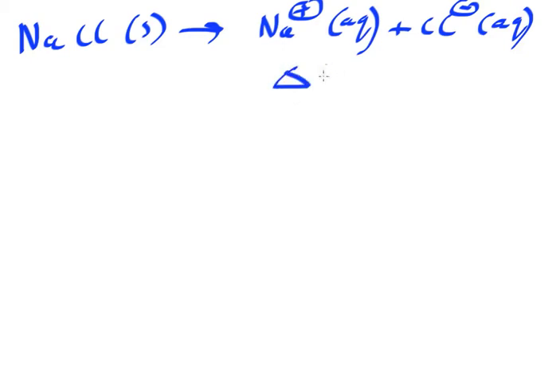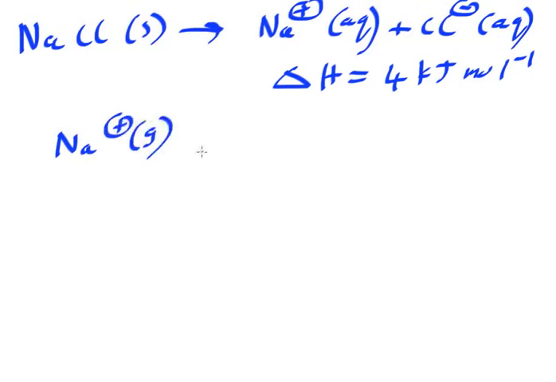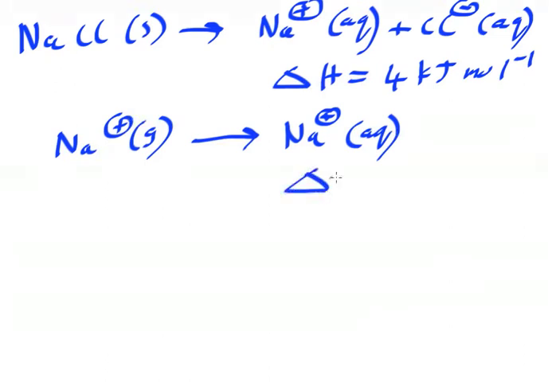And I've got a delta H for that. The delta H here is quite small. It's just 4 kilojoules per mole. Okay, and let's write down another piece of information. Sodium as an ion in its gas state can go to sodium as an ion in its aqueous state, or its state when it's surrounded by water molecules, and the delta H for that is minus 405 kilojoules per mole.